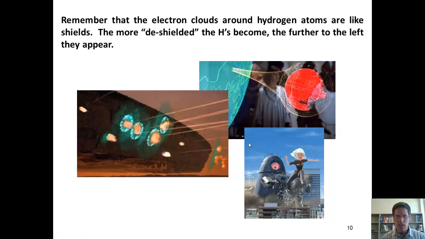The more de-shielded the hydrogens become, the further to the left they appear on a proton NMR spectrum. These are some of the pictures of different things from movies that had electronic shields around them. If, for example, the Death Star right here were a hydrogen, then the more you removed its shield, the more positively charged it would become, and hence the further to the left or further downfield it would appear on a hydrogen NMR.